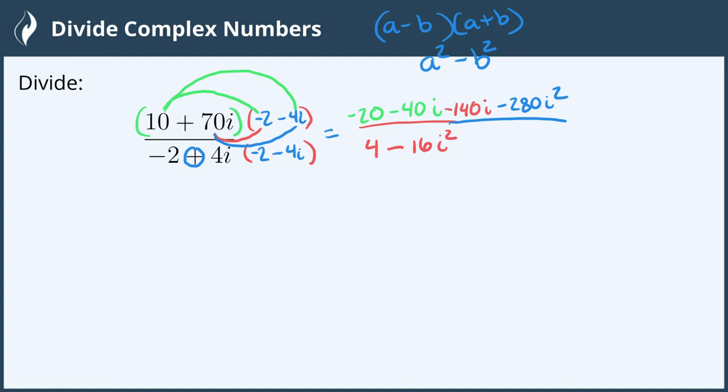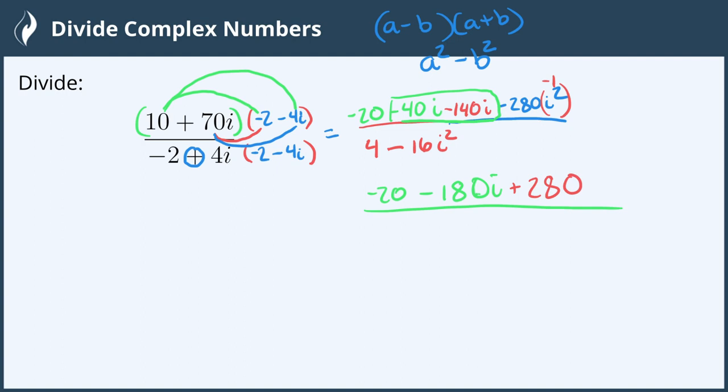Now we can go ahead and simplify with all of our i's. In the numerator, we can combine like terms here. Negative 40i minus 140i, which gives us negative 180i. And we still have our negative 20 and our negative 280i squared. i squared evaluates to be negative 1, and negative 1 times negative 280 gives us positive 280. Same in the denominator, we have an i squared. i squared again is negative 1, and negative 1 times negative 16 is positive 16, so we end up with 4 plus 16.